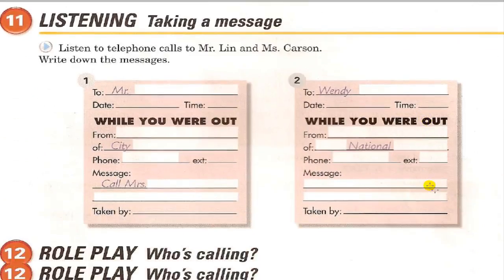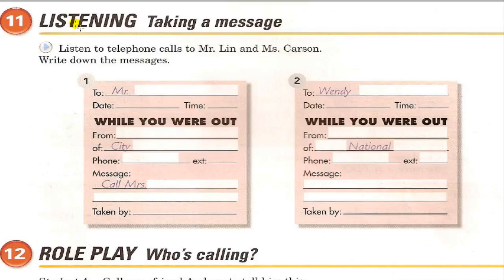Exercise number 11. In exercise number 11, you will have listening, taking a message. In this exercise, you listen to telephone calls to Mr. Lane and Ms. Carson. You write down the message. For every message, you fill the blanks like from, of, phone number, extension number, what is the message, and taken by who? Who took the message? Sometimes it's not the secretary, but the name of the company.